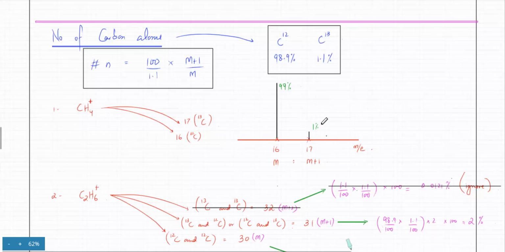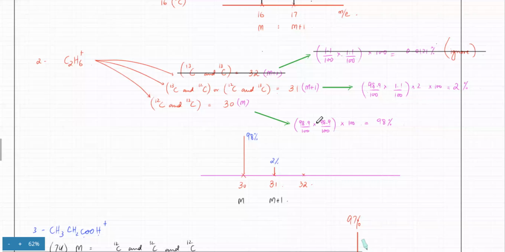But we learned that you can figure out the number of carbon atoms by comparing the M and M plus 1 peak. For example, in a C2H6 molecule, this ion is going to have a mass of 30, but it could also have a mass of 31, if one of the carbon is 13, and it could also have a mass of 32. लेकिन M plus 1 से आगे वाली जो peaks है ना, the probability decreases a lot. Getting two carbon 13s is almost impossible. 0.0121%. That's very, very low probability.